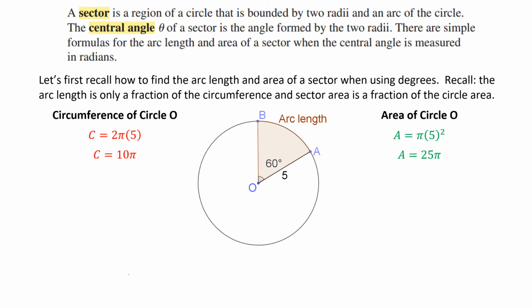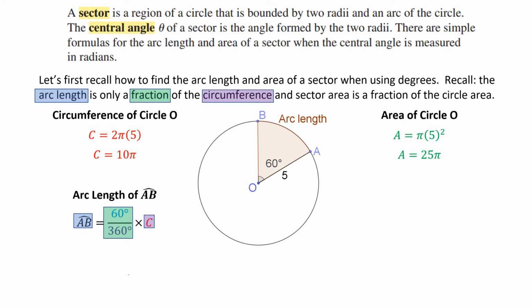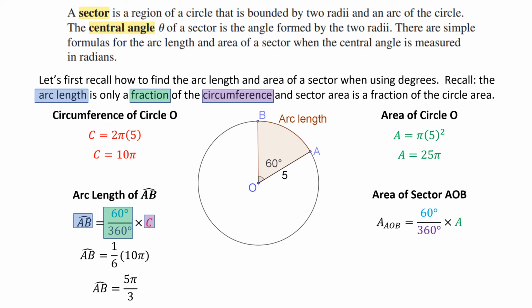So how do we find the arc length? Well, the arc length is just a fraction. Read the sentence. The arc length, so AB, equals just a fraction, we'll talk about that fraction in just a second, of the circumference, so C. The fraction is the central angle 60 degrees divided by the full circle 360 degrees. So we get 1/6 times the circumference. The circumference was 10 pi. And so our answer is 5 pi over 3. If we want to know the area of the sector, that shaded region in that circle, it's basically the same formula.